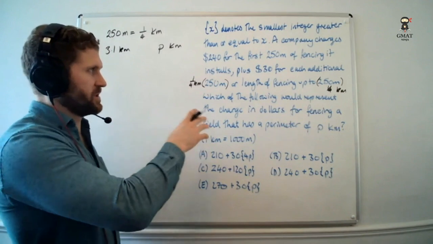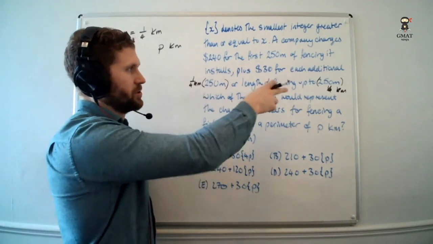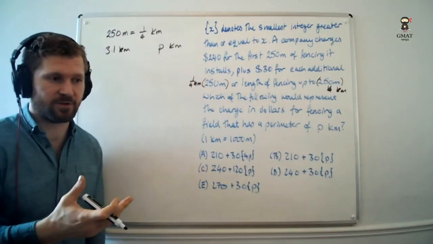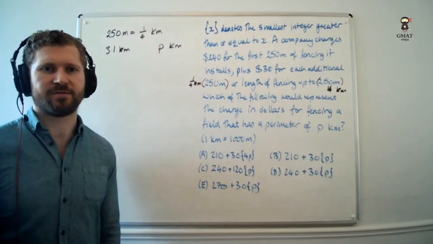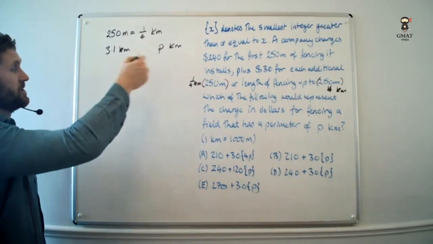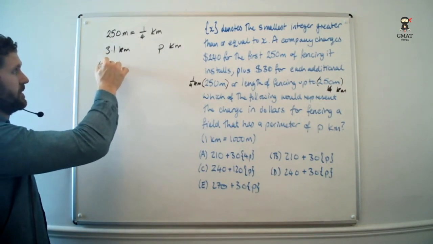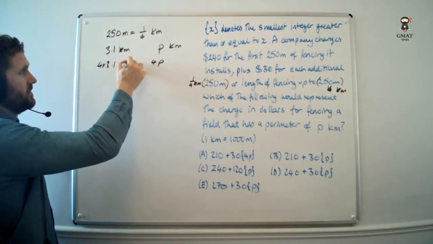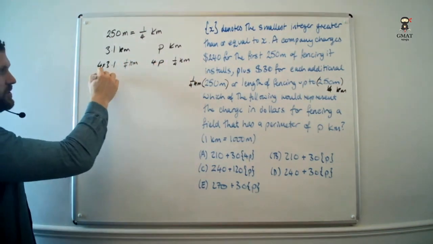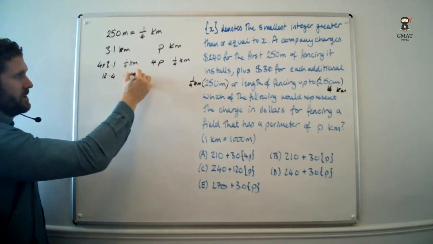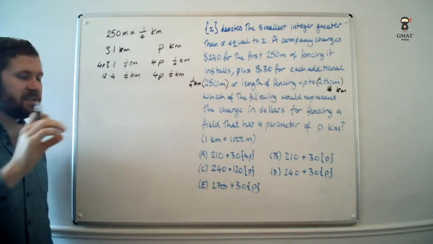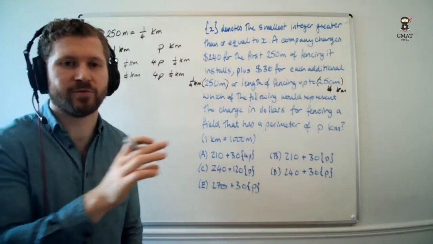Now, as we've just said, we're going to be charged in blocks of quarter kilometers. So I don't need to know how many kilometers I've got; I need to know how many quarter kilometers I've got. There are four quarter kilometers in each kilometer, so I should multiply both of these by 4, and the units of those are going to be my quarter kilometers. Now, 4 times 3.1 gives 12.4 quarter kilometers, and I've still got 4p quarter kilometers. So that is the total number of quarter kilometers I've got.